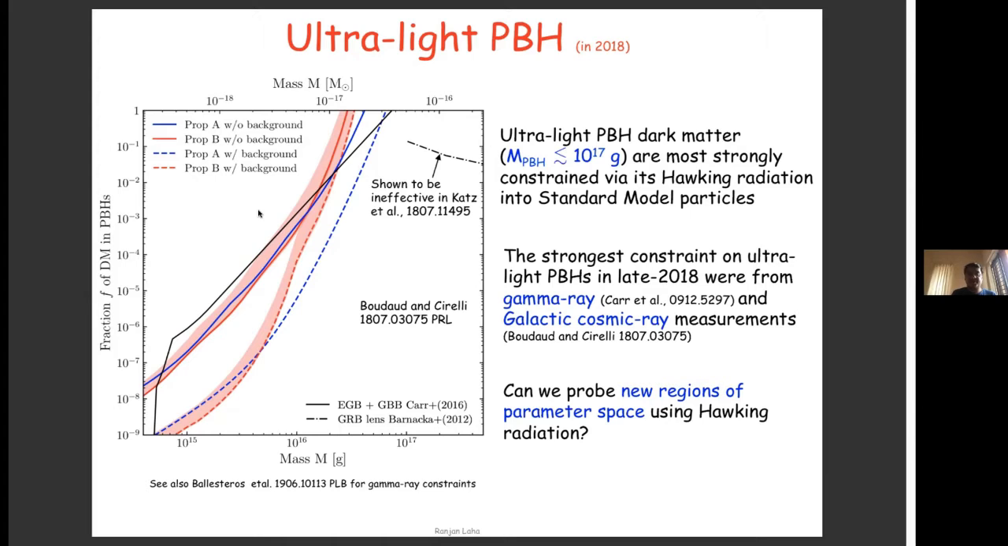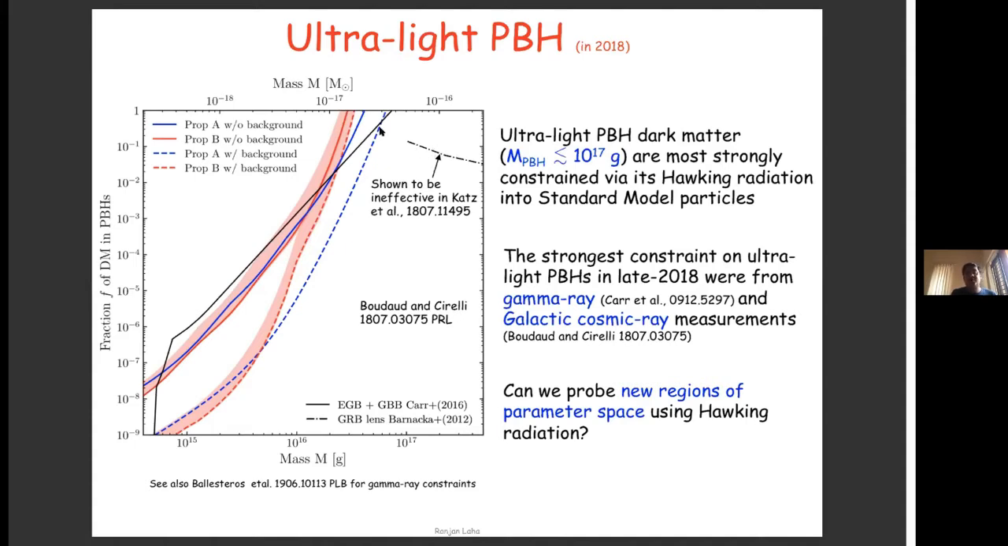Right. So Voyager is a satellite which is now beyond the heliopause, and it can measure low energy e+ e-. Depending on the propagation parameters and the background consideration, the constraints are these red and blue lines, dotted and solid. Again, these are upper limits, so anything above is ruled out. This line is the GRB femtolensing limit, which I earlier mentioned was shown by Katz et al. to be ineffective.